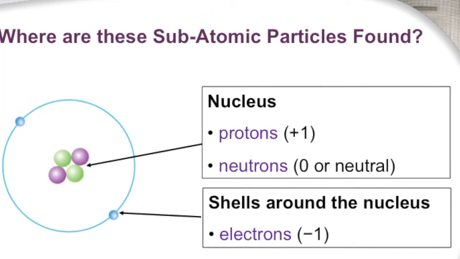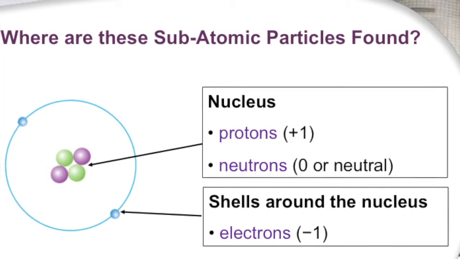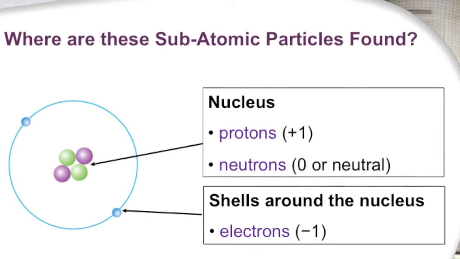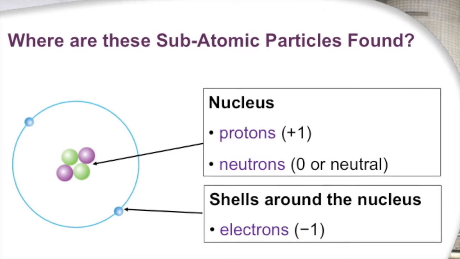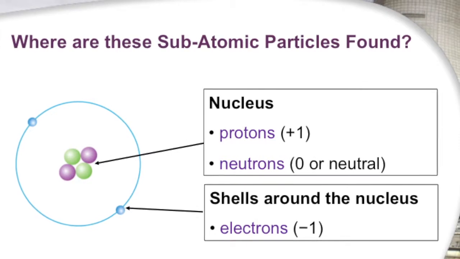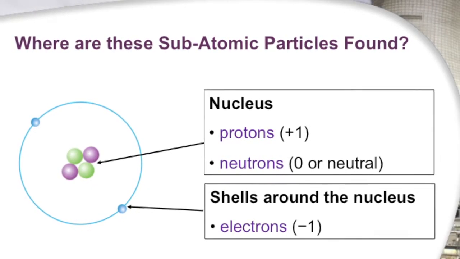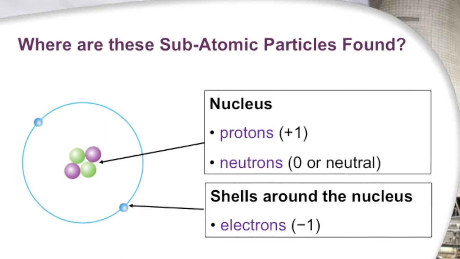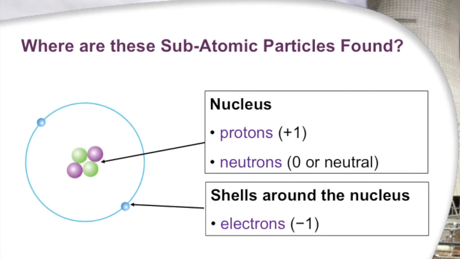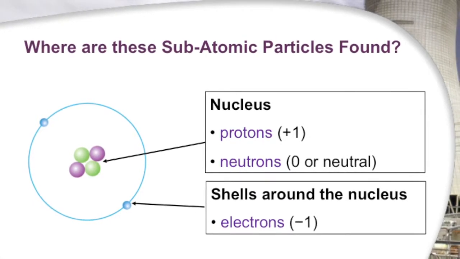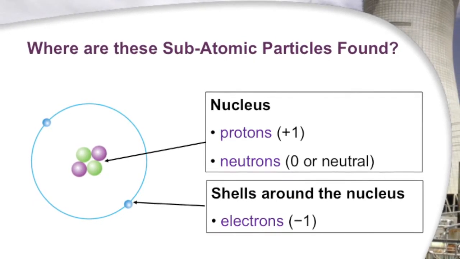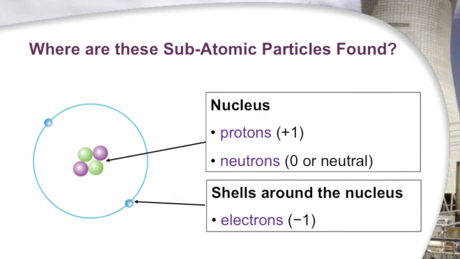Now, where are these three subatomic particles found in the atom? The protons and neutrons are located in the center of the atom, which we call the nucleus. As for the electrons, they are found orbiting around the nucleus, and we call this area the electron shells.